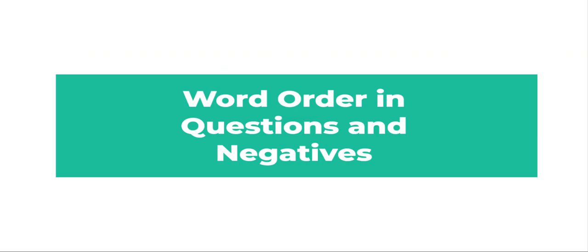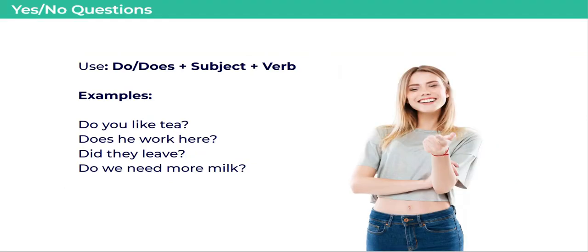So what is our word order in questions and negatives? For our questions, and we are talking about yes-no questions, we use the auxiliary do or does plus the subject and the verb. For example, do you like tea? Does he work here? Did they leave? Do we need more milk?